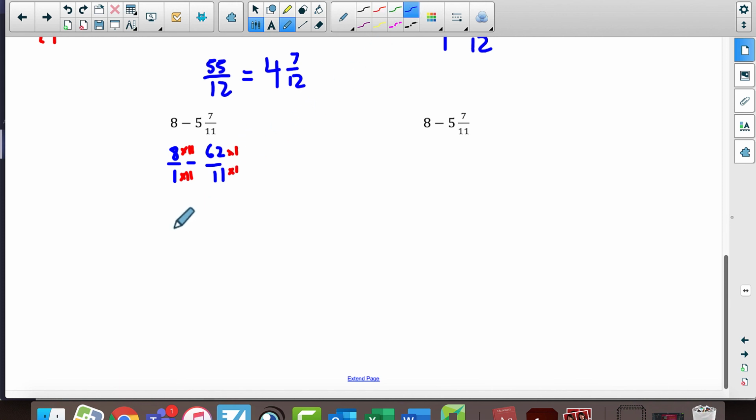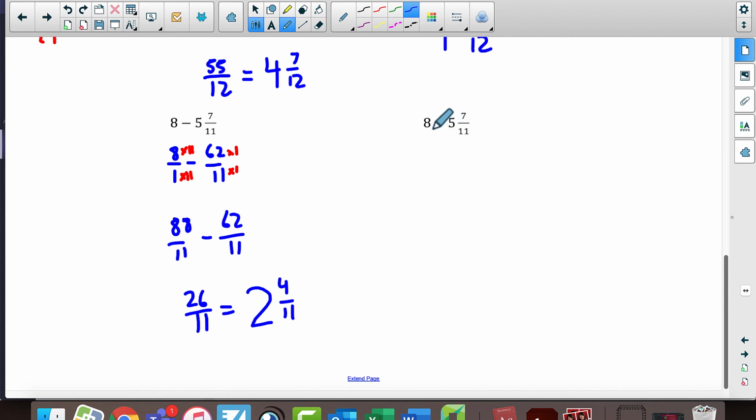So, 8 times 11 is 88 over 11. Sorry, I didn't put my denominators down like I usually do. And 62 times 1 is 62. So now you can get your answer. 11 on the bottom. 88 minus 62 is 26. That's fine. Or how many times does 11 go into 26? 2 gets you up to 22. And you still need 4 more to get up to 26. So 2 and 4 11ths.